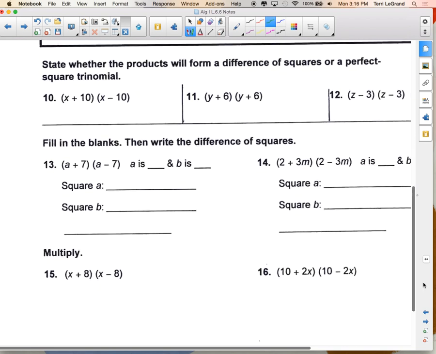Okay, let's decide what kind of special products we have in each of these, 10 through 12. Number 10. Would our answer result in a perfect square trinomial or difference of squares? Difference of squares. Because one's adding and one's subtracting. Yep, they start with the same thing, they end with the same thing, but one's got addition, the other's got subtraction, so this is the difference of squares. We get to do 2 multiplications, is all we gotta do.